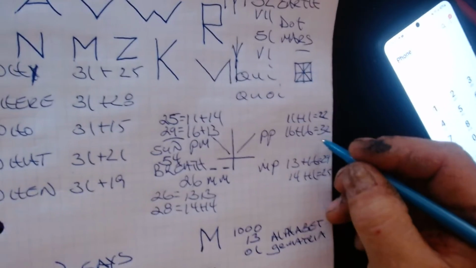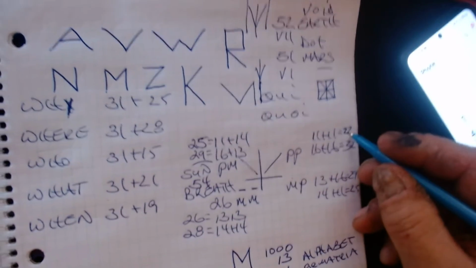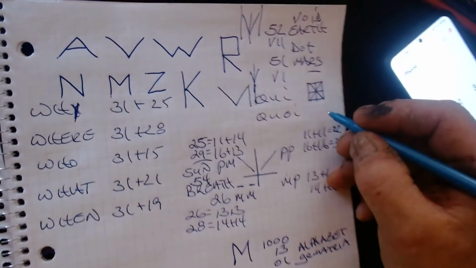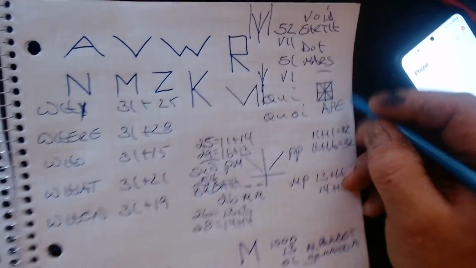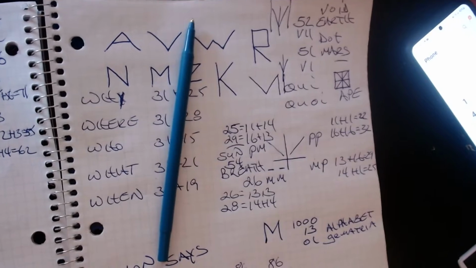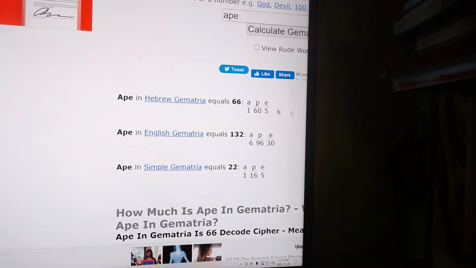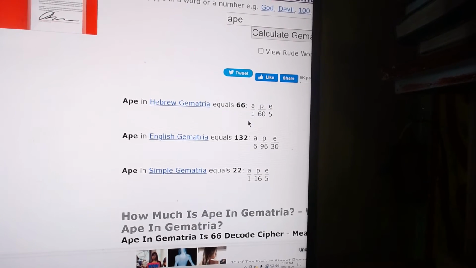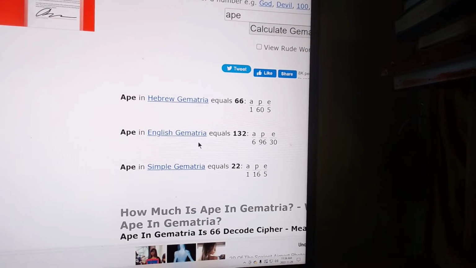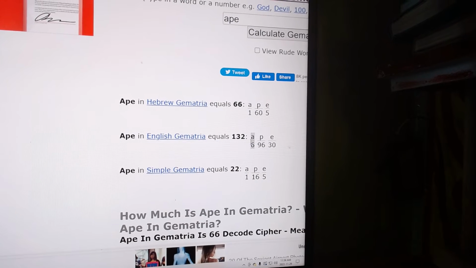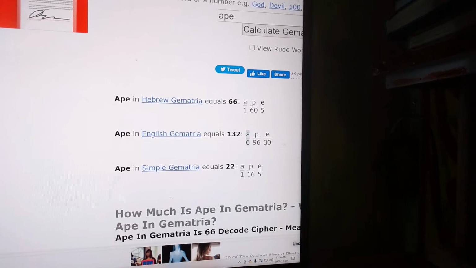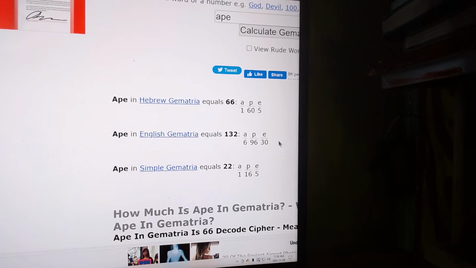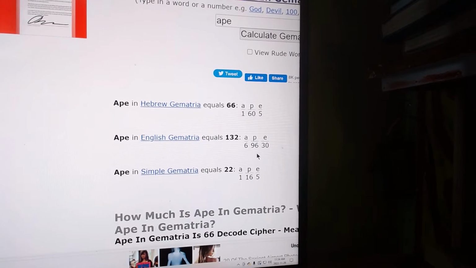Here we have 32, which is the word MAR. This is a 2x2 ape window. Ape is number 22. There are other words. So we're going to continue it that we have 66, woman, freedom, ape, Hebrew gematria. We have English gematria, 132. Man on the moon, Mars, 69630, says everything about Mars.